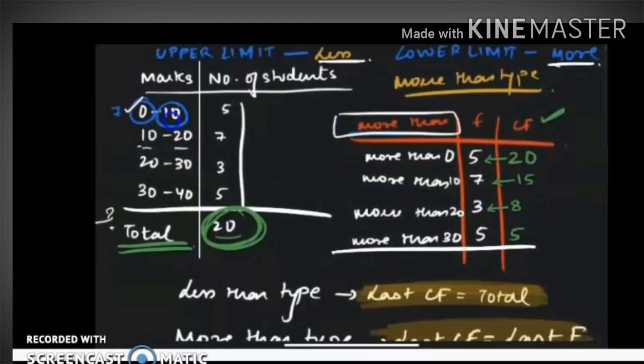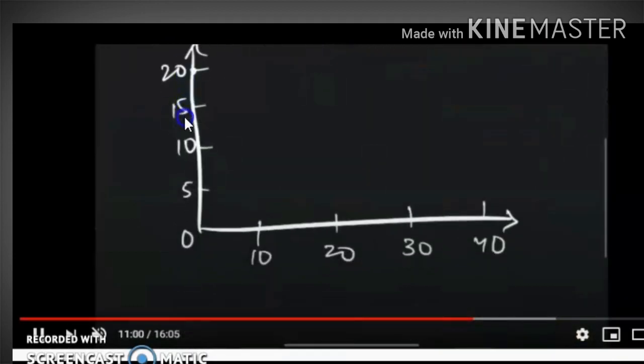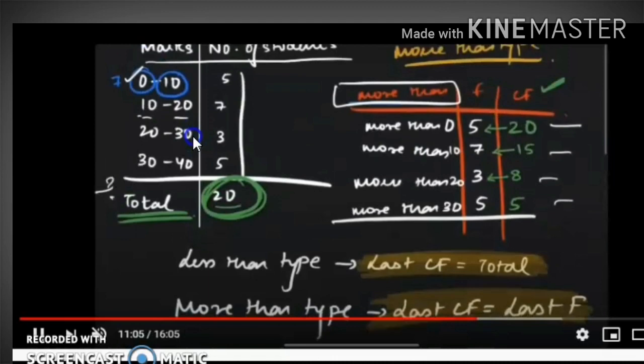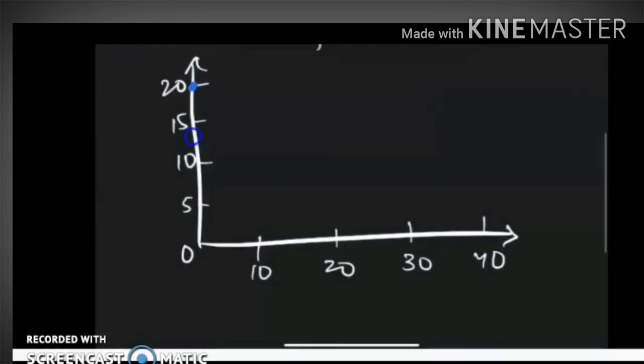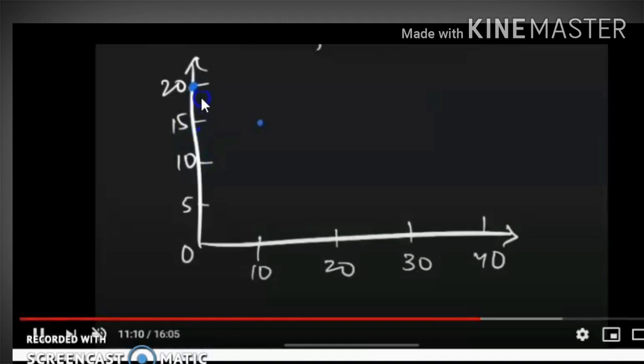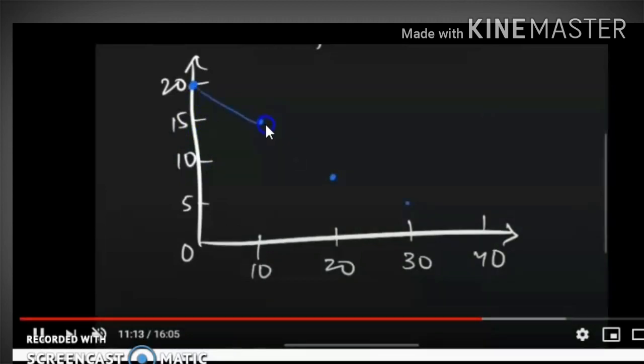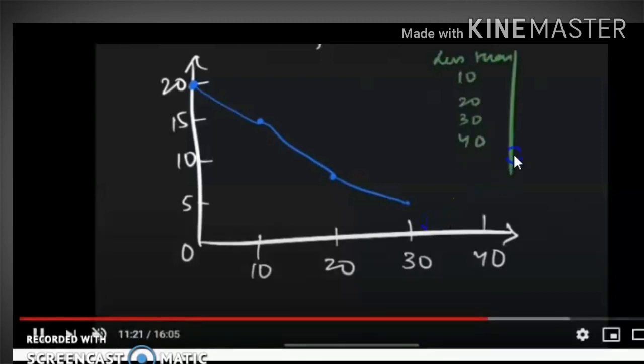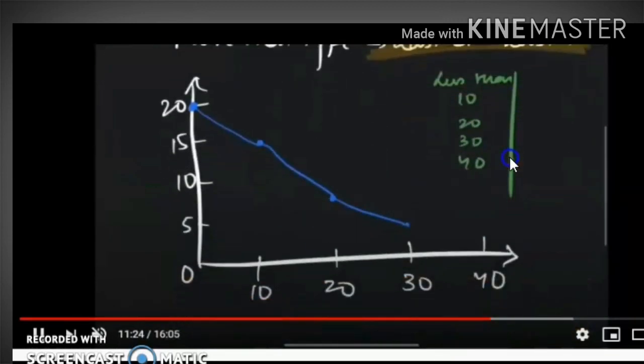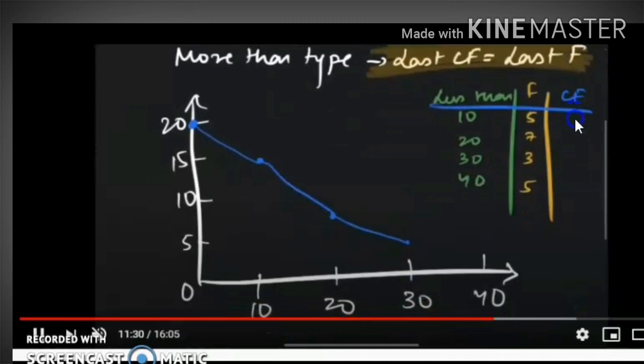As you know, you will be marking more than now. So here the frequency is there. And how will you mark the CF? You will be marking the highest, 20, then you will be marking the next point and adjoining the values, and at last you have to mark the next one, less than. So what is the value of less than? It was not written here, so you have to find 5, 12, 15, 20. So this is less than. It's for your convenience to mark.